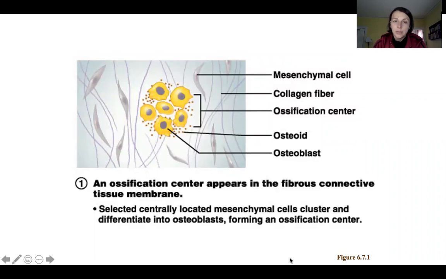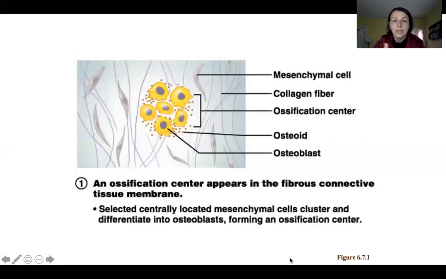So this is how it happens on a microscopic level. Basically, what we see in the slide are mesenchymal cells, right? That's your building block that has the potential to change into any cell in the body, but the DNA is what determines what cell it becomes.